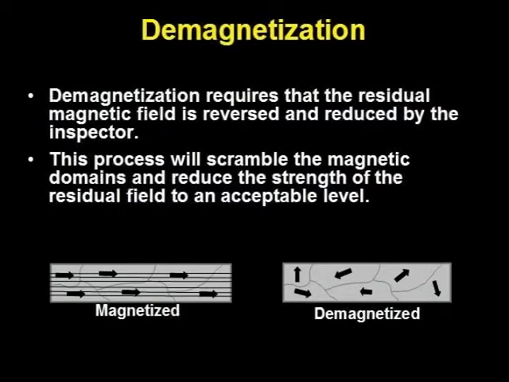Demagnetization reduces and reverses the residual magnetic field in an attempt to create a scrambled or random orientation of the magnetic domains. This is done by placing the part in a magnetic field which alternates the direction of the applied magnetization field while continuously decreasing the strength of the field as well. This process takes some time.